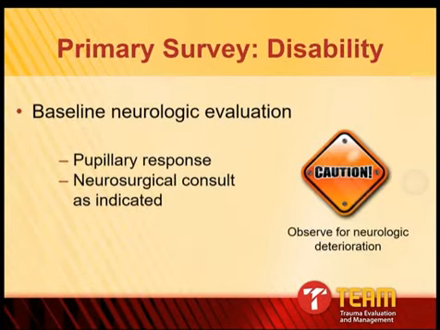I'd rather be wrong and then give them a sternotomy than be sad that I missed it and killed them. All right, so baseline neurologic evaluation, assessing the GCS and pupillary response. Again, always observe for neurologic deterioration. Substance abuse, drugs, alcohol can all manifest itself as what looks like a neurologic injury.